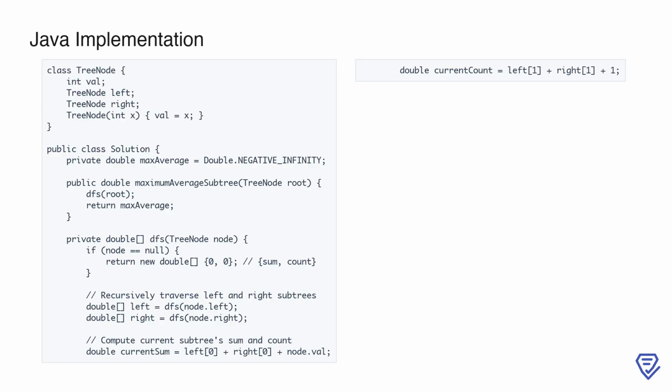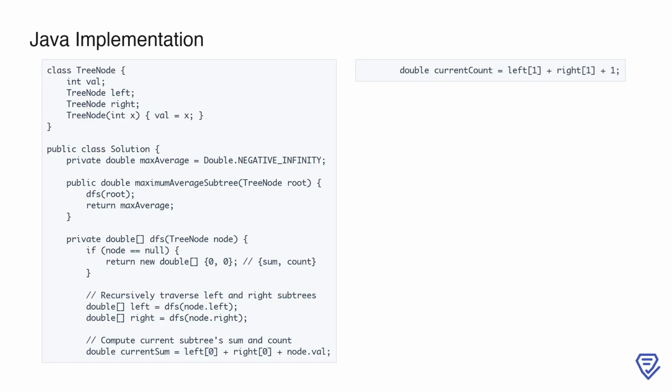The maximumAverageSubtree method takes the root of the binary tree as input and acts as the entry point for our computation. It calls a helper method DFS, which is designed to perform a depth-first traversal of the tree. The DFS method returns an array containing two values, the sum of node values and the count of nodes in the current subtree. If the current node is null, it immediately returns a base case array of 0, 0. This ensures that null nodes contribute nothing to the sum or count.